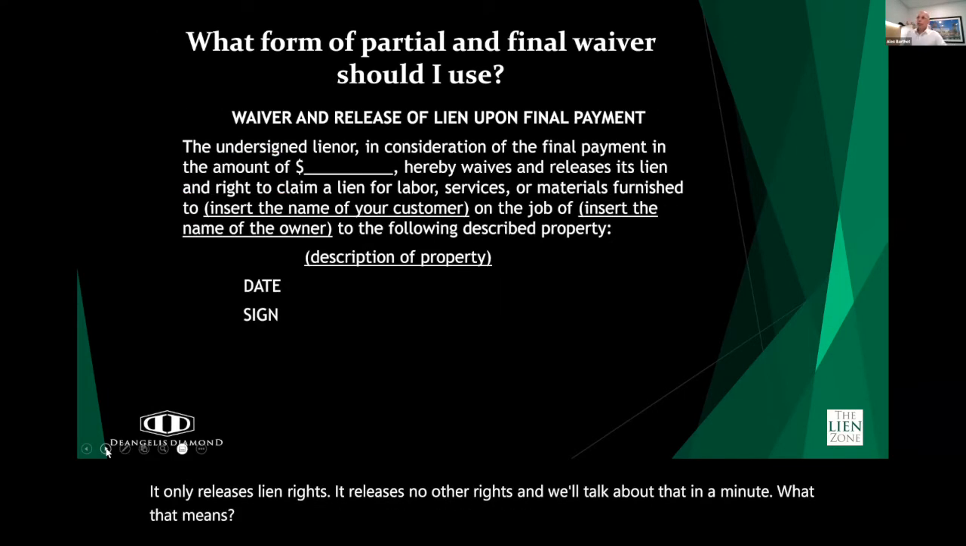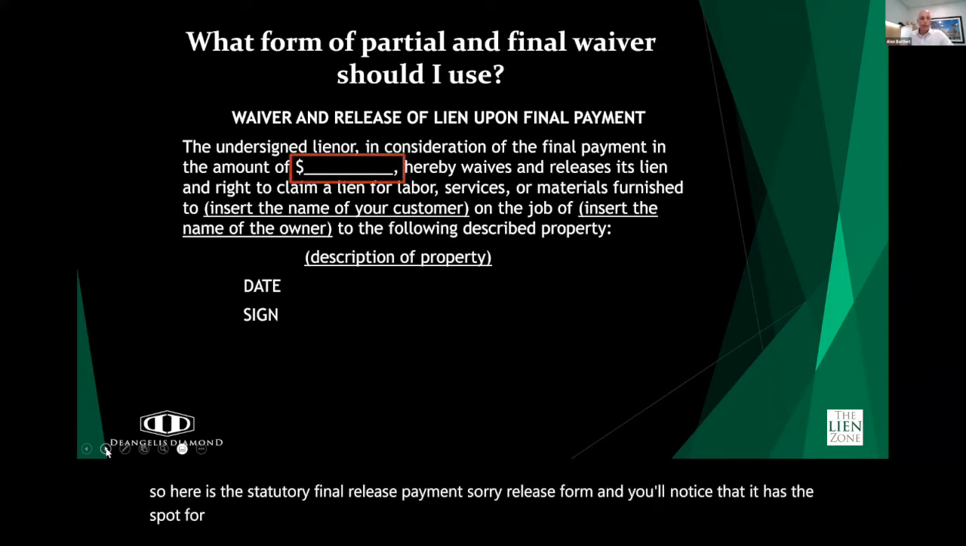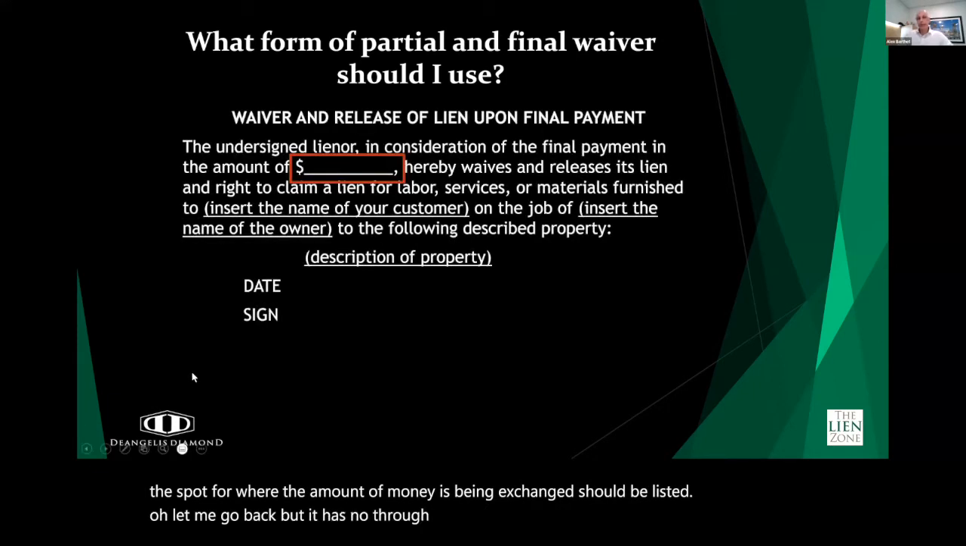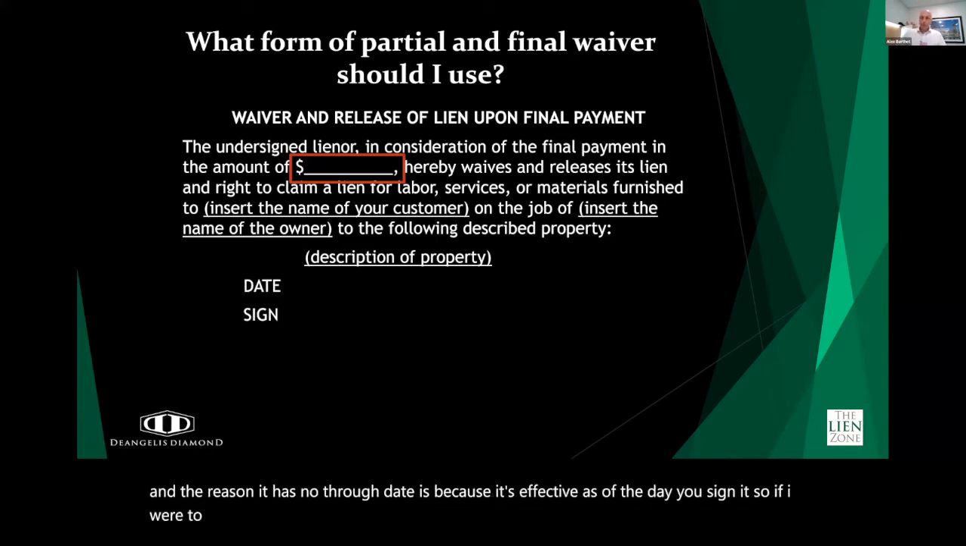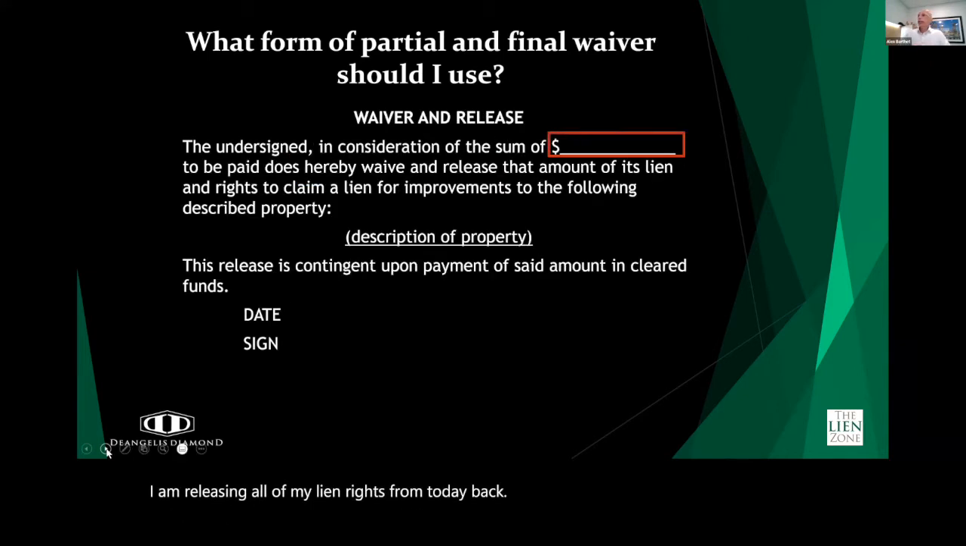So here is the statutory final payment release form, and you'll notice that it has the spot where the amount of money being exchanged should be listed. But it has no through date. The reason it has no through date is because it's effective as of the day you sign it. So if I were to sign this release today, I am releasing all of my lien rights from today back. So this is a slightly different form of release, and it has no through date.